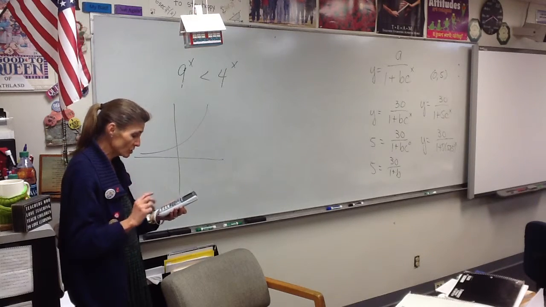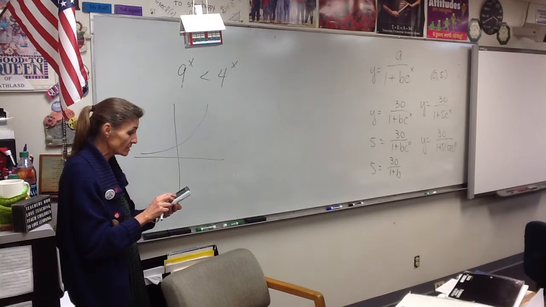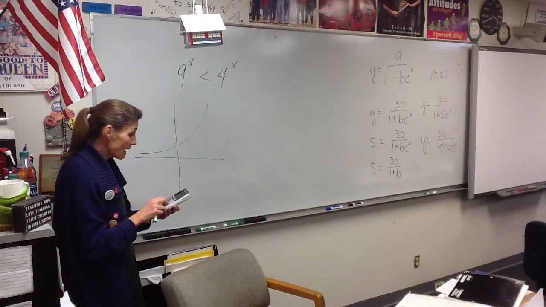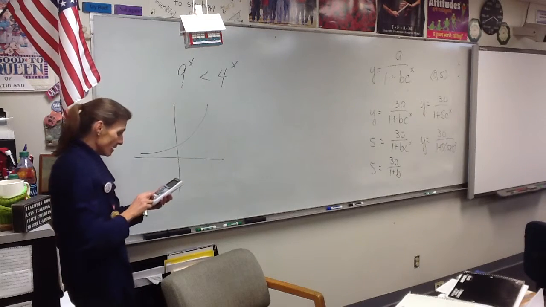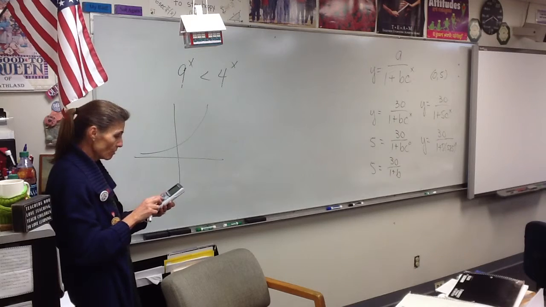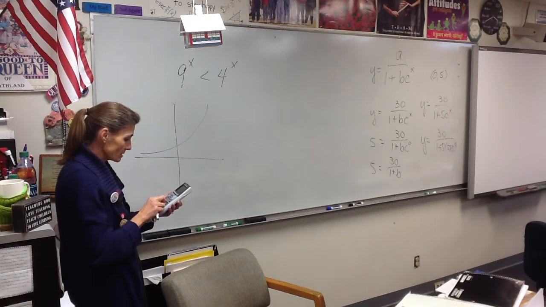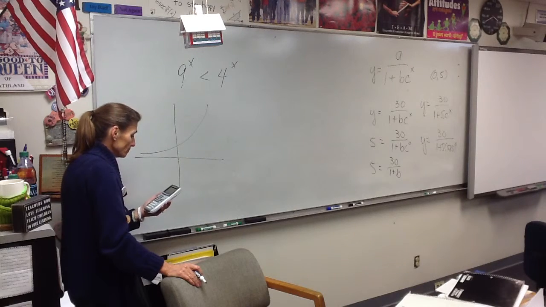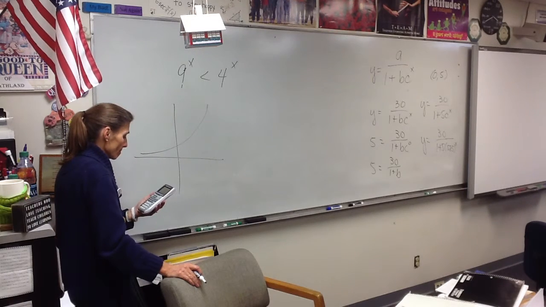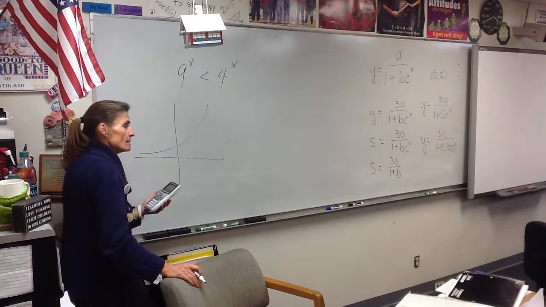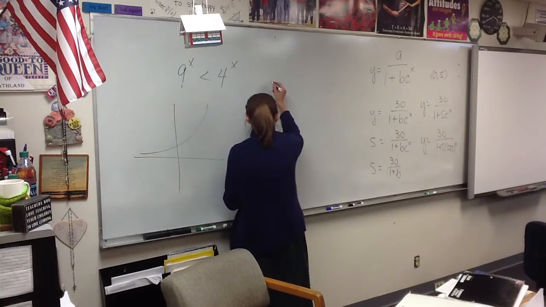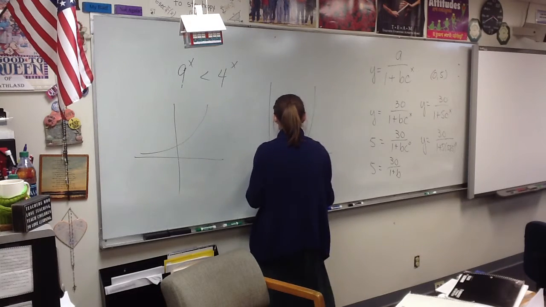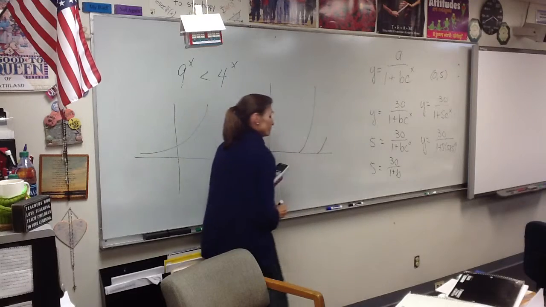I just put in a whole bunch of zeros. I don't know what that number is. I think it's 10 million. Okay, now I'm going to graph 9 raised to the x power and 4 raised to the x power. I'm going to graph them. Now, I'm going to have to make some adjustments, because what I got was this and this.